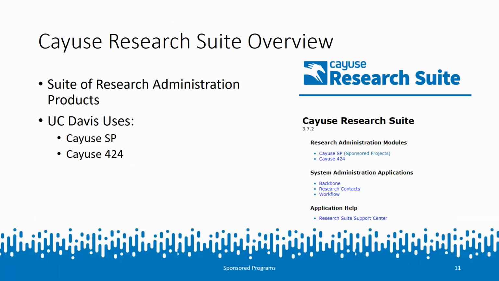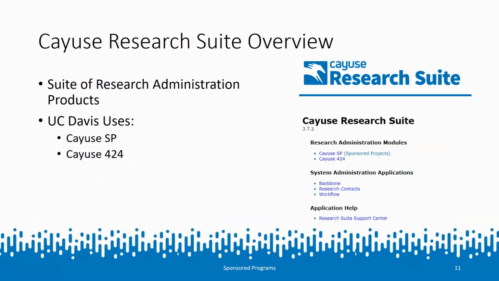Okay. So Cayuse Research Suite. Cayuse is a suite of research administration products. At UC Davis, we use SP for our internal approval and routing process, and we use 424 for our system-to-system submissions to most federal agencies. So I'm not going to go into detail about this. If people want to learn more about the two systems, we have overview slides and we have other classes, I think. But at this point, everyone in here knows the two systems, right?